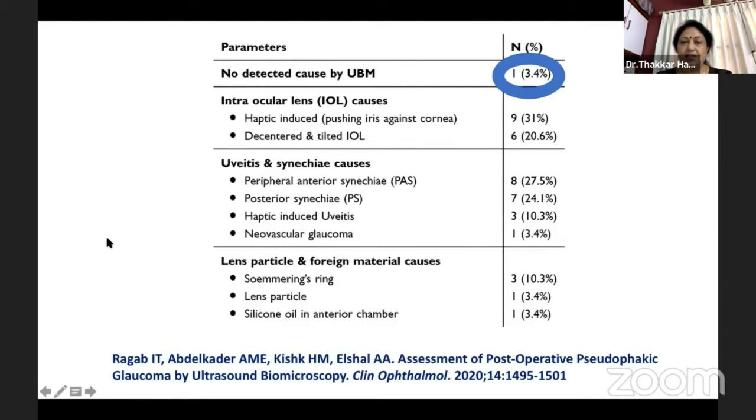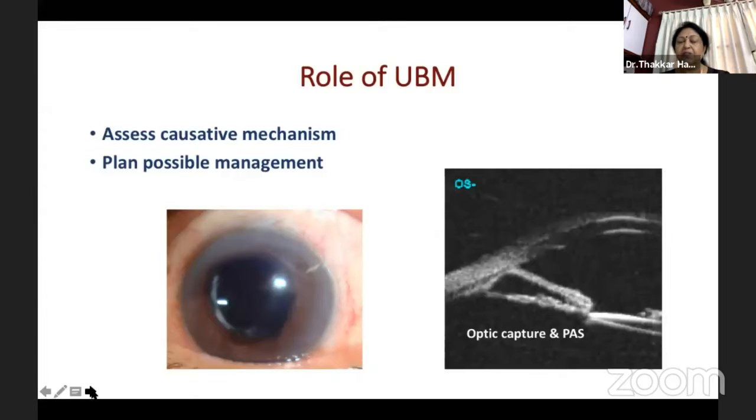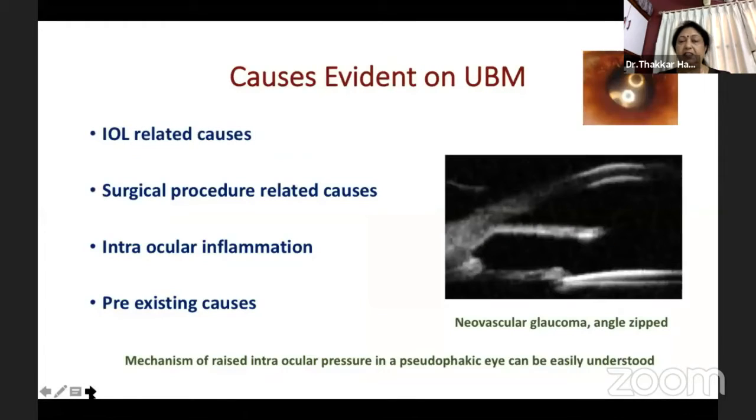In the latest publication on UBM in pseudophakic glaucoma, it has been stated that almost all the causes can be detected by UBM except a very few. In a very small number, like corticosteroid-induced glaucoma, we cannot make out the real etiology on UBM, but all the rest can be very well delineated. So the role of UBM in pseudophakic glaucoma is mainly to assess the causative mechanism, and thereby we can plan the management. Here we can see posterior synechia doing optic capture, and in turn peripheral anterior synechia.